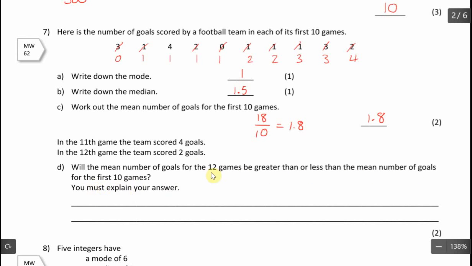You could just figure out what the new mean is going to be. That might be the easiest thing to do. It's not the quickest way to answer the question, but certainly easier to understand than the second answer I'll tell you about. So if we just work out the new mean, in other words, if we've got the original total, 18, and we add on the new amount of goals, so add on 2, we get to 20. Add on 4, we get 24 goals. So we've got 24 goals divided by 12 games. So that's 2, which is the new mean.